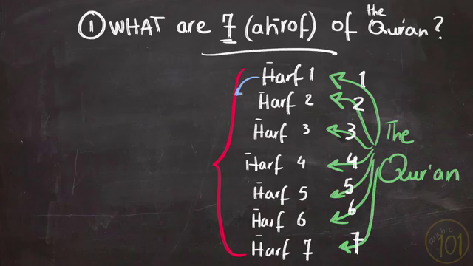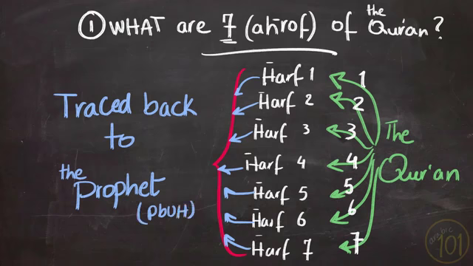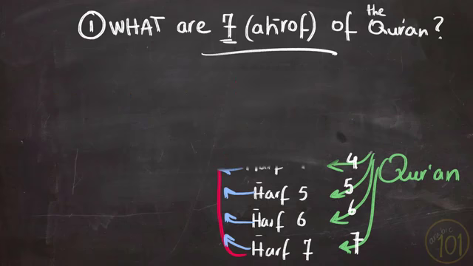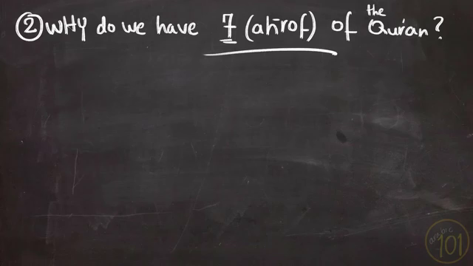So each difference, no matter how minute or minuscule it is, goes directly back to the Prophet, peace be upon him. Therefore, these variations are not up to us. There is no and has never been any space for us to use our own variations of the Holy Quran. So why do these ahruf, and that is by the way the plural of harf, why do they exist?